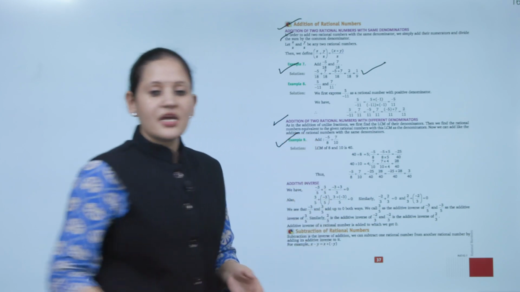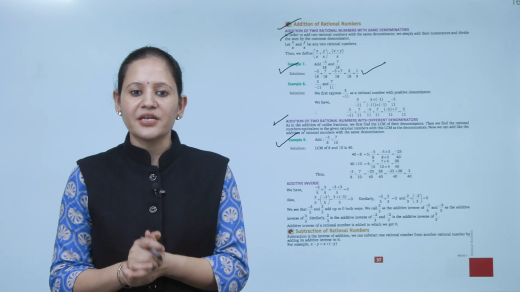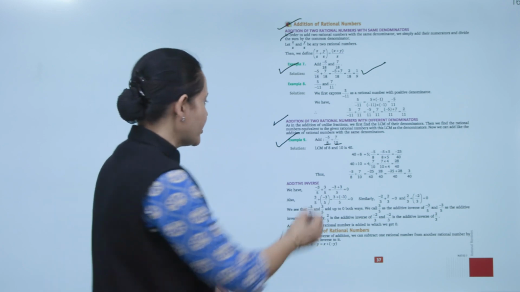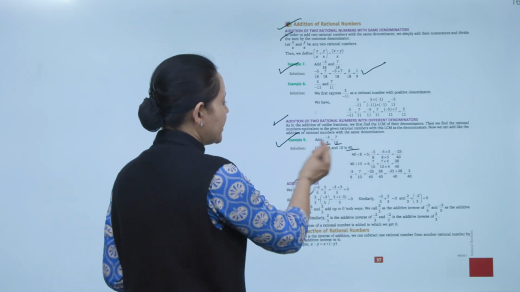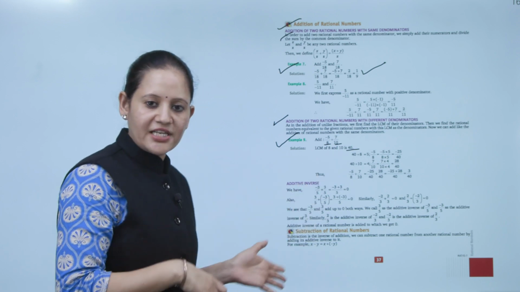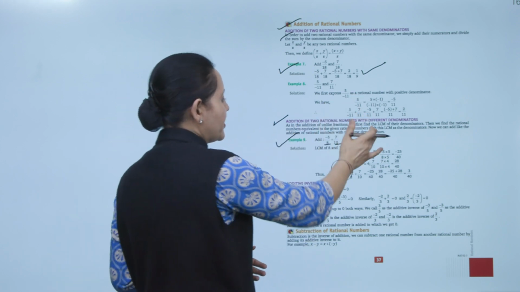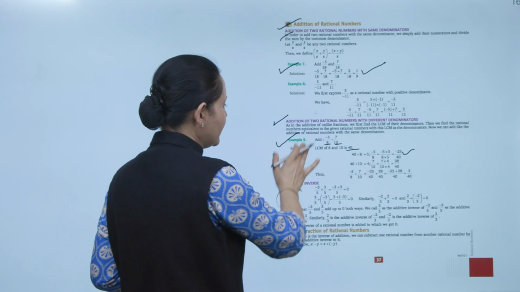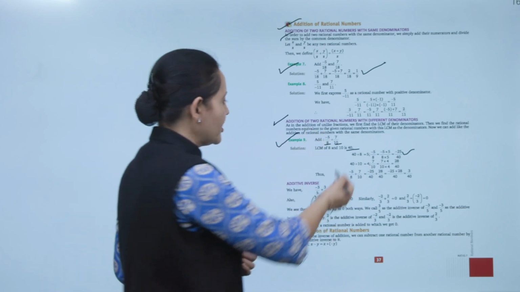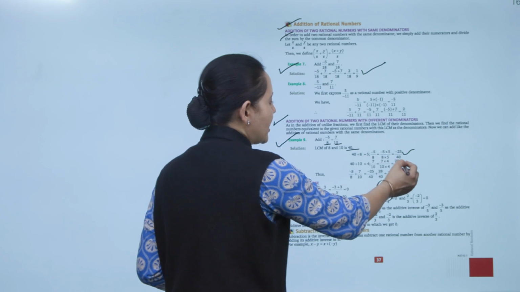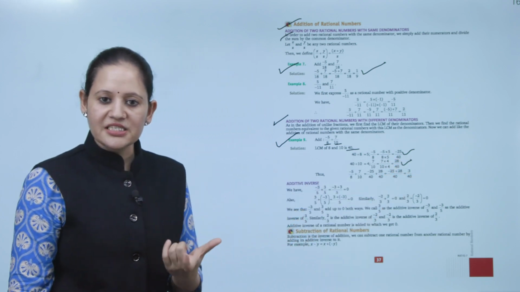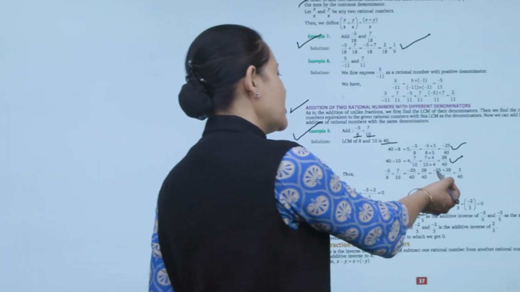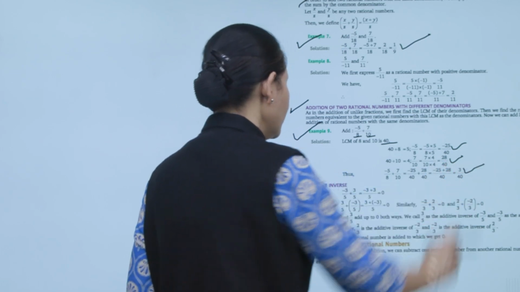Add -5/8 and 7/10. So the denominators are different. So first we'll take the LCM of 8 and 10, that is 40. Now 40 divided by 8, we'll get 5. So multiply both the numerator and denominator by 5, so we'll get minus 25 upon 40. Same, we'll divide 40 by 10, that is equal to 4. We multiply both the numerator and denominator by 4, so we'll get 28 upon 40. Now the denominators are same, so simply we'll add the numerators and write the common denominator below. So that is equal to minus 25 plus 28 upon 40, that is equal to 3 upon 40.